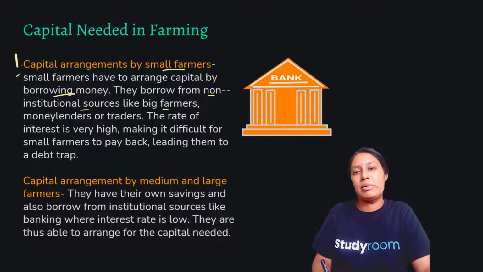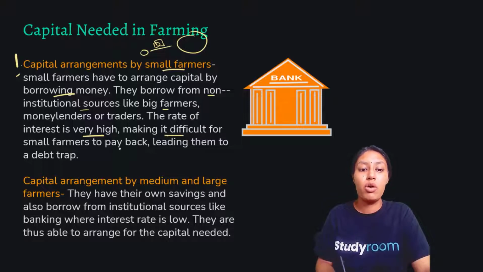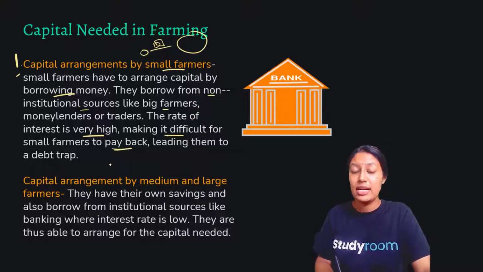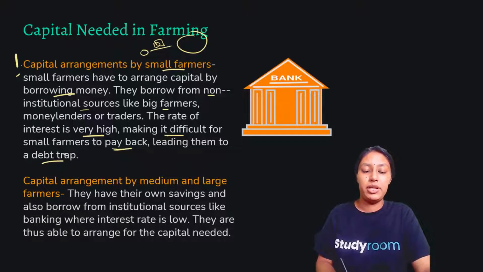So small farmers used to go to big farmers for money. They used to ask for money, and the interest rate that was charged by money lenders and traders was usually very high. It was so high that it made it difficult for small farmers to pay back the money, leading them to a debt trap. They used to go under loan and loan. Okay, so this was the arrangement done by small farmers.